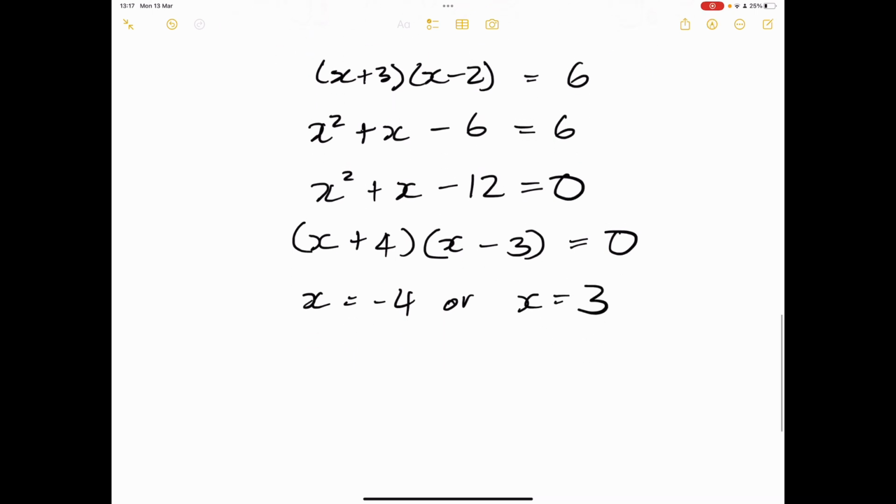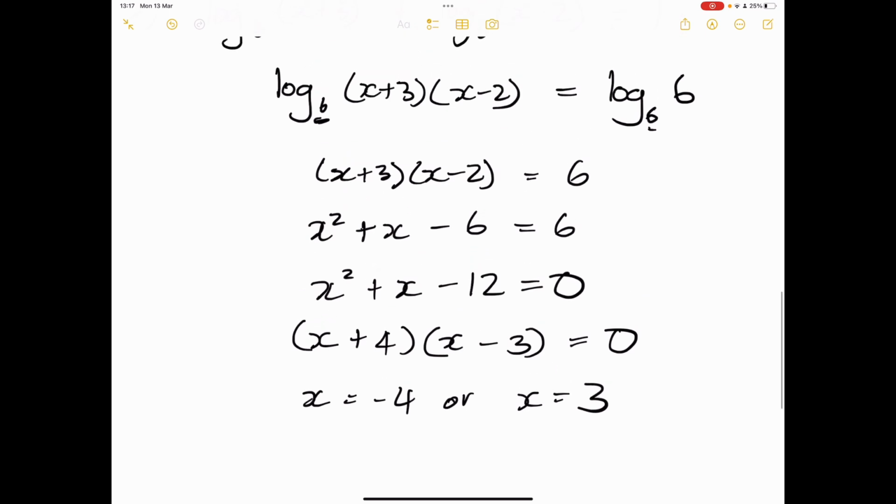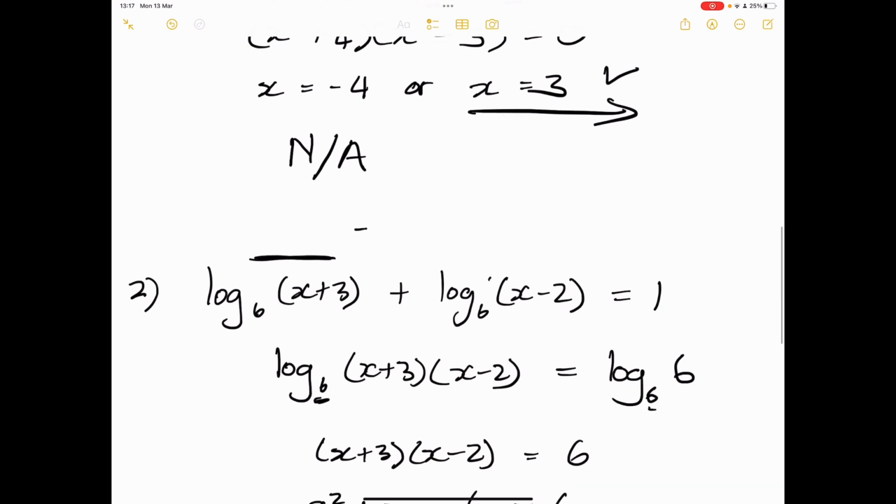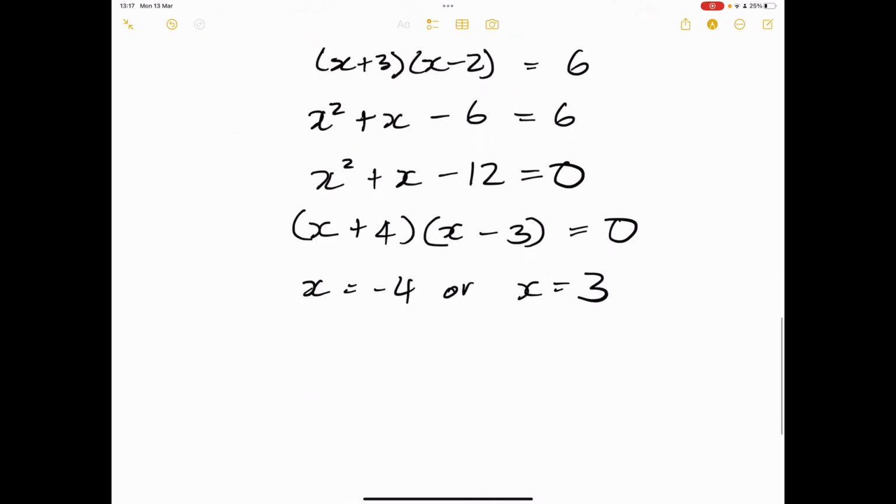Again, we can go back and check. We've got negative 4. If I put negative 4 there, it becomes negative 4 plus 3, so therefore it becomes negative 1. So in this case, negative 4 would not be applicable for this solution. Similarly there, you've got negative 4 and negative 2, which gives you minus 6. So in this case, it would not be applicable. So this is not a solution.